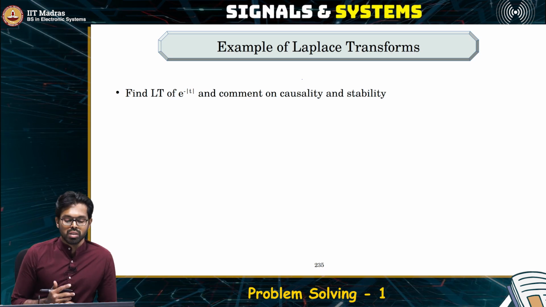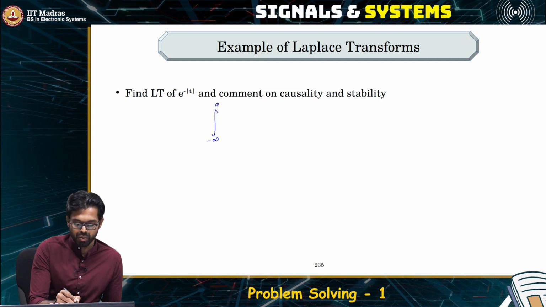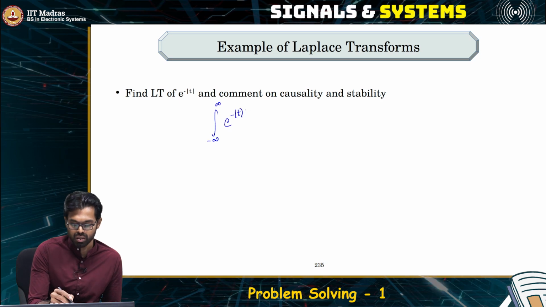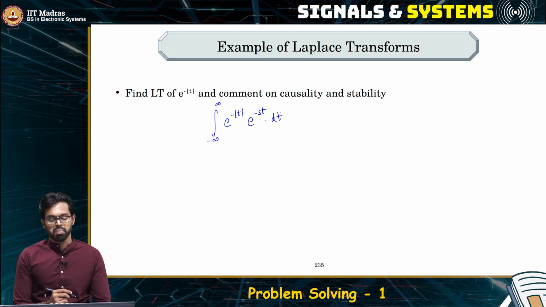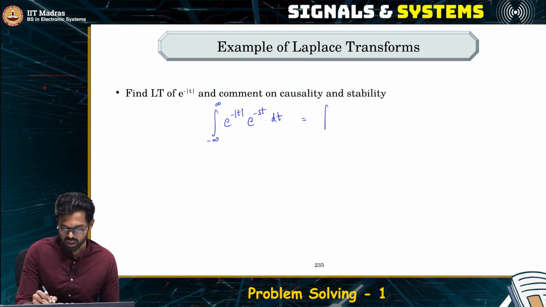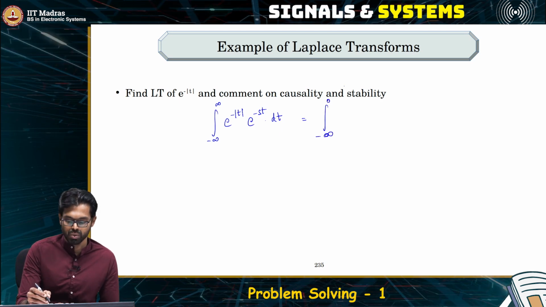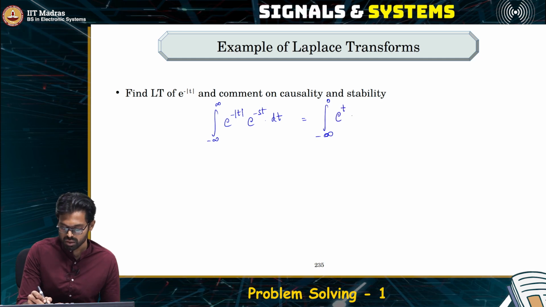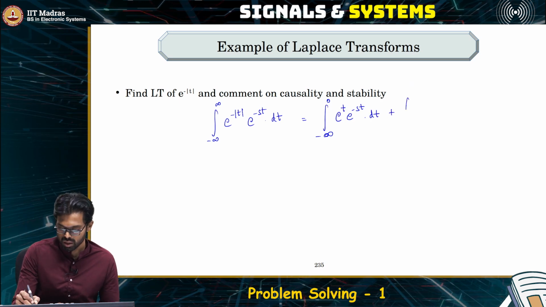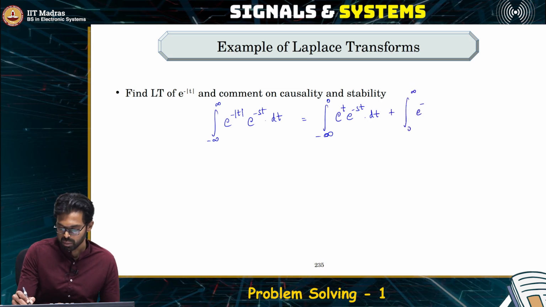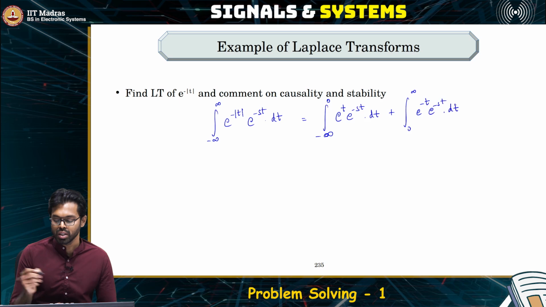Now let's find the Laplace transform of a signal which is e power minus mod t. In other words, evaluate the integral of e power minus mod t, e power minus st dt. So what is this? This is nothing but the integral from minus infinity to 0 of e power t e power minus st dt plus the integral from 0 to infinity of e power minus t e power minus st dt.